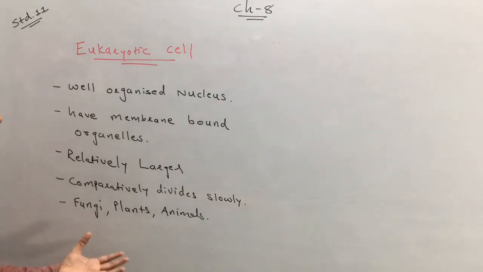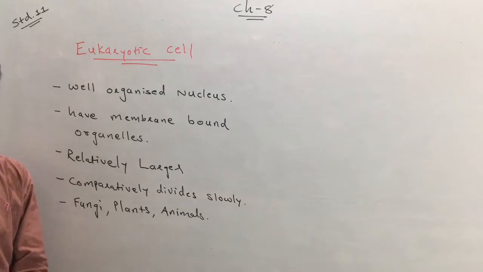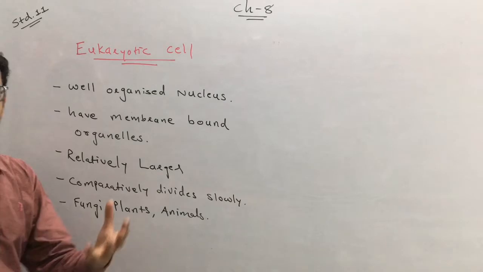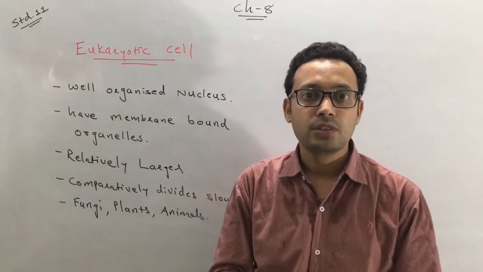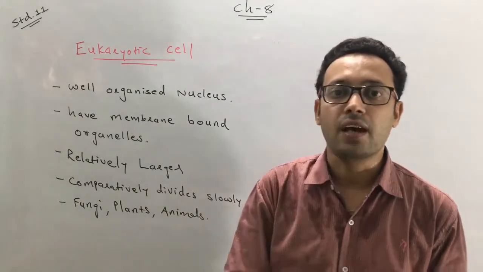But now the question comes: are all these eukaryotic cells the same, like the plant cell and animal cell? We are animal, and the plant. Are the plant cell and the animal cell the same? So what are the differences between the plant and the animal cell? That we have to discuss.